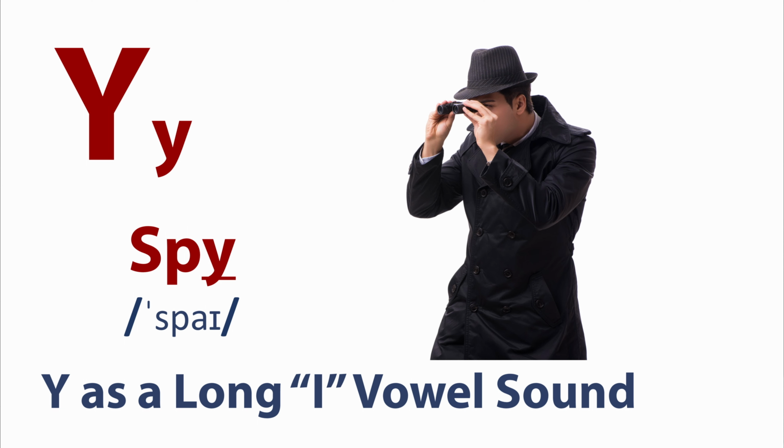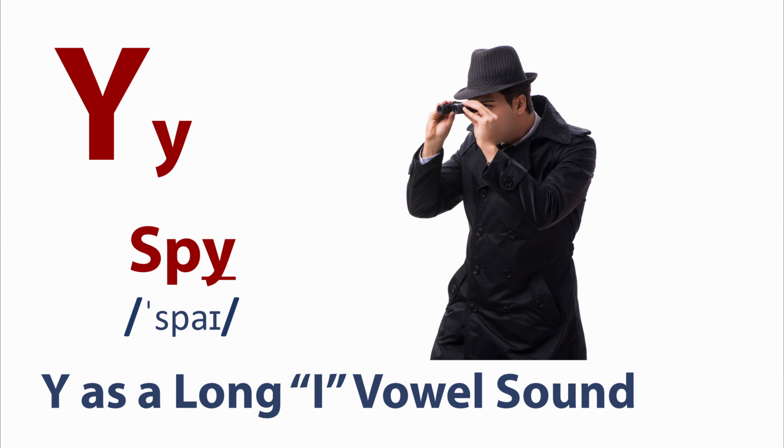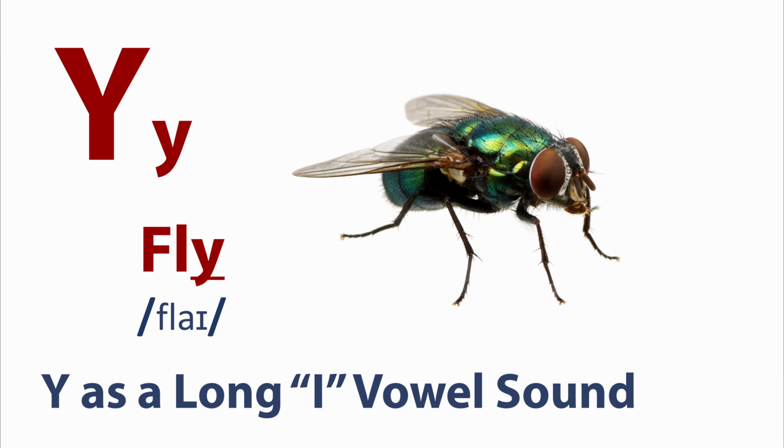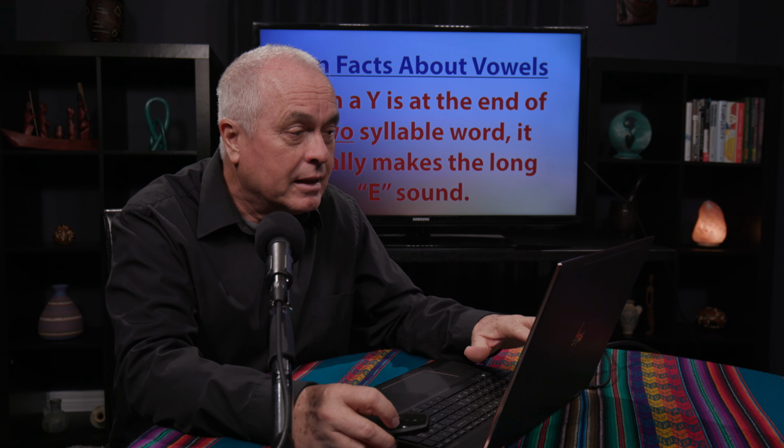Spy, spy. You'd almost want to spell this S-P-I, right? But in English, it's spelled S-P-Y. That gives us the long I sound. Here's another one. Fly, fly. The long I sound, even though it's a Y.